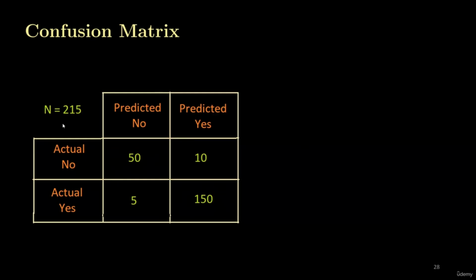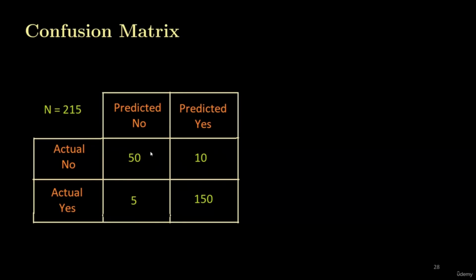Now I have testing samples equal to 215. With the help of these 215 testing samples, how will the confusion matrix be created by the model during the testing? Basically, if we see, it has divided these 215 samples into four elements. Here we have 50, here we have 10, we have 5, and we have 150. Let's understand each element separately.